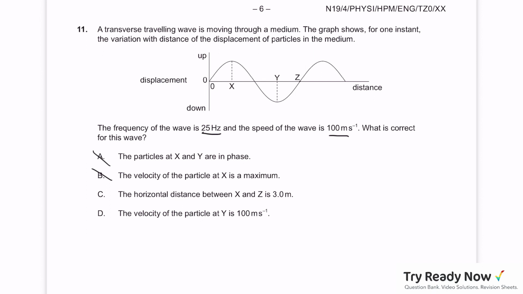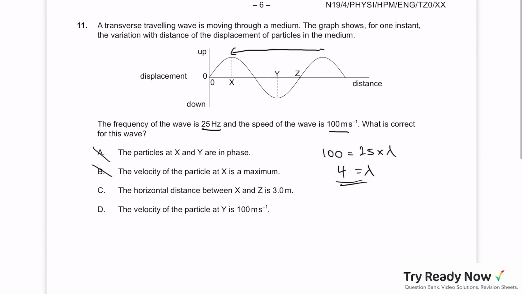Now, option C: the horizontal distance between X and Z is 3 meters. So to figure this out, let's find out the wavelength of this wave. We know the wave speed is 100, and we know wavelength multiplied by frequency gives us the wave speed. So 100 is equal to 25 times wavelength, and wavelength is equal to 4. So one wavelength is actually from particle X, right here, all the way to here. So we know that this is 4 meters.